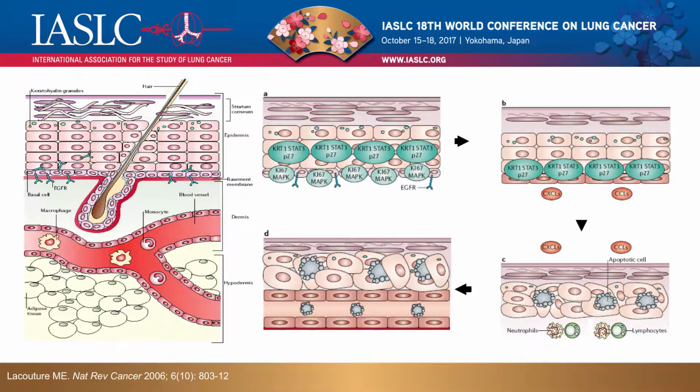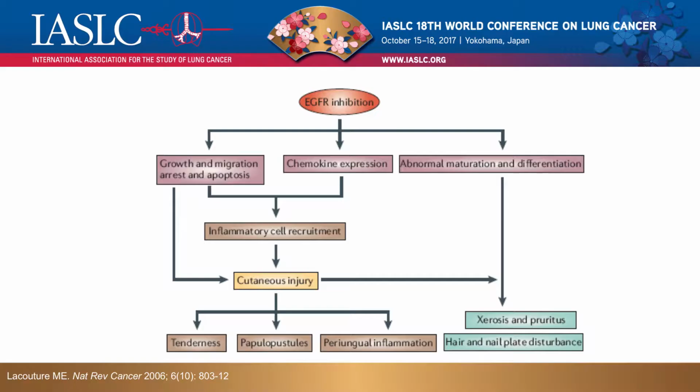This was summarized very well by Mario. It was a very old article that was published, but it pretty much summarized the mechanisms of action, why this is happening with EGFR inhibition that causes some of the dermatological side effects. It is based not just on inflammatory pathways, but also on abnormal maturation and differentiation of some of the skin layers, which causes some of the side effects that we see, such as dry skin as well as itchiness.